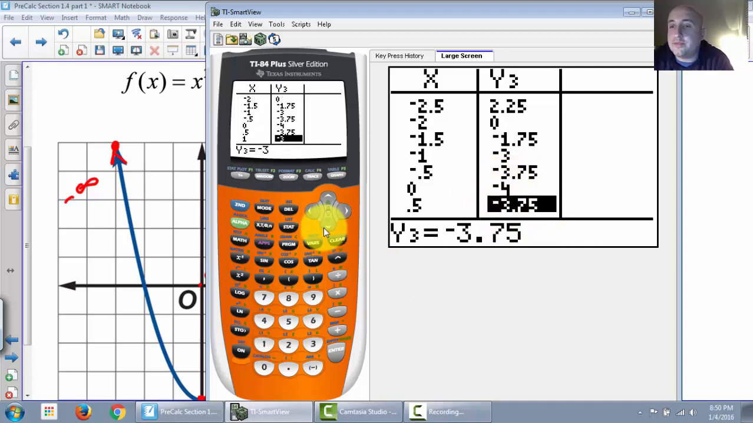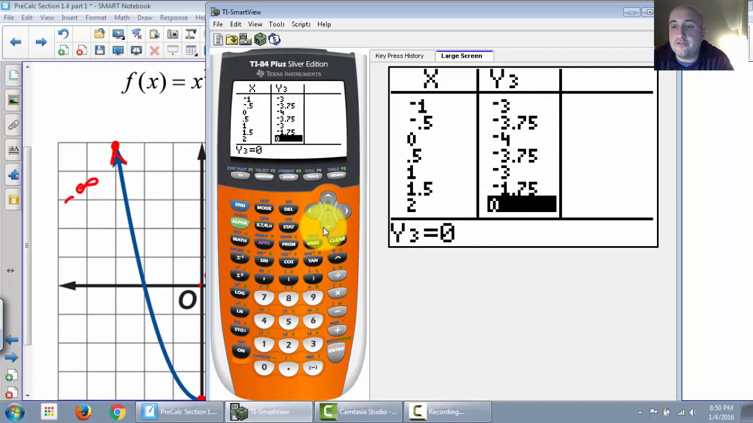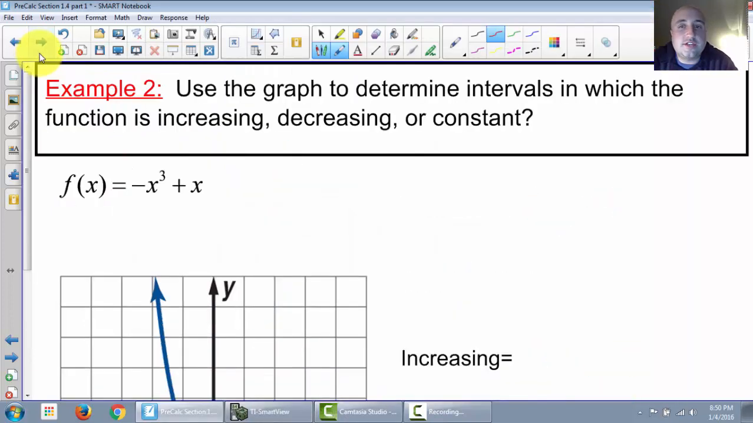So the numbers now should be getting bigger. Negative 3, negative 1.75, 0, 2. They're getting bigger now. So you can also look at the table. Tables are pretty powerful tools for us. All right, so let's look at the next one.